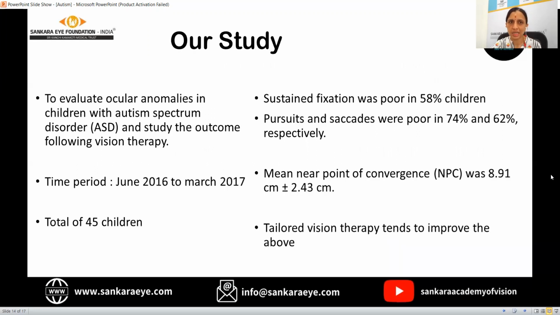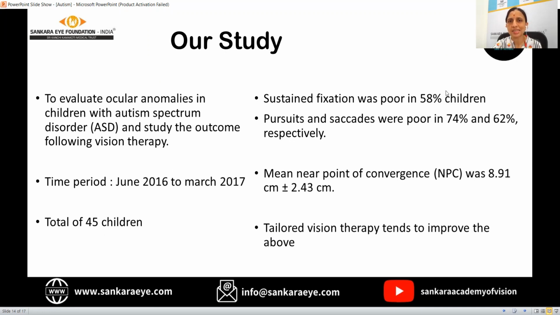Looking at our own data, this was basically a DNP thesis done by our own DNP student Dr. Deepthi, who looked at evaluating the various ocular anomalies in patients with ASD and studied the outcome of directed vision therapy for all these children who were noted to have abnormalities. This was done over a period of 9 months. It was a total of 45 children.